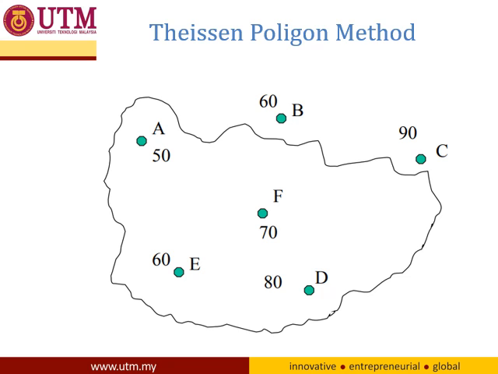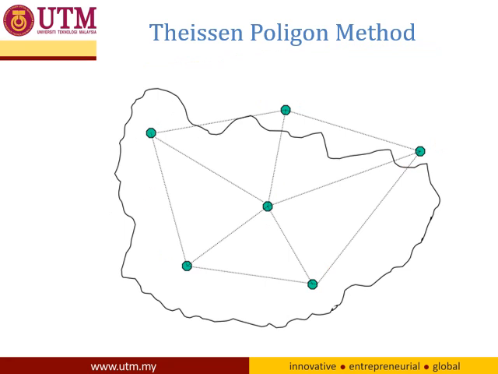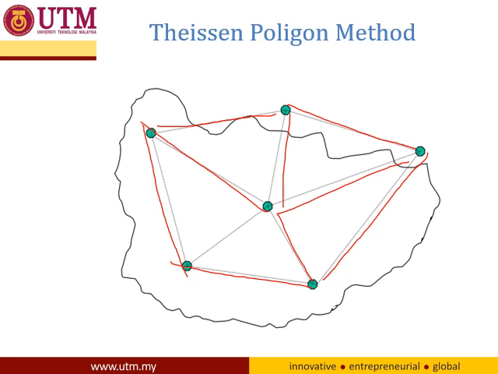So now we move to the Thiessen polygon method. So what is the Thiessen polygon method? We still have the same stations. First step, you connect all the stations next to each other. So these are all the stations next to each other.